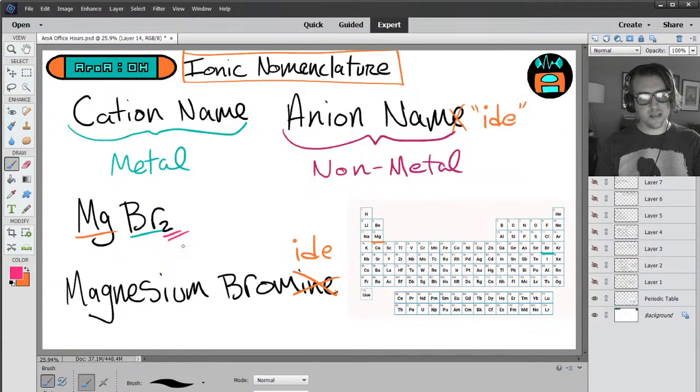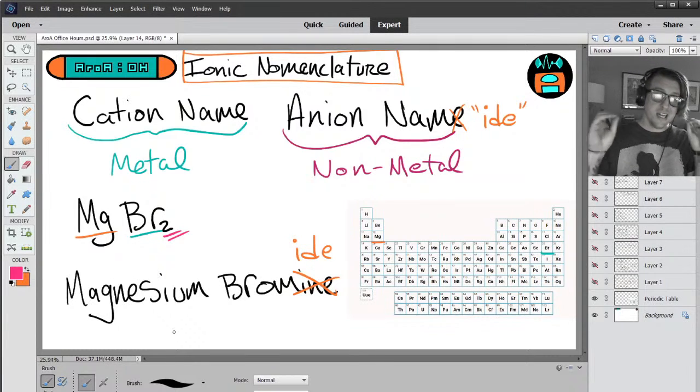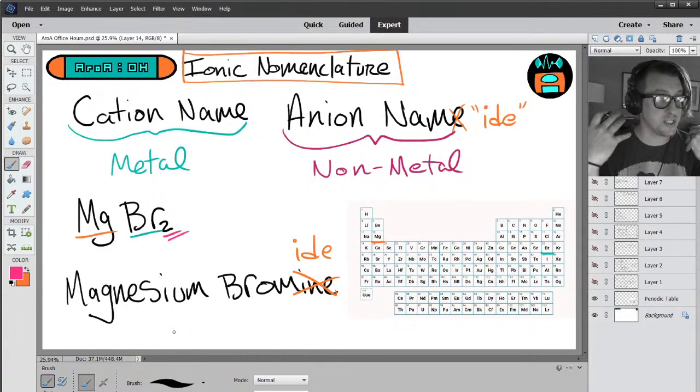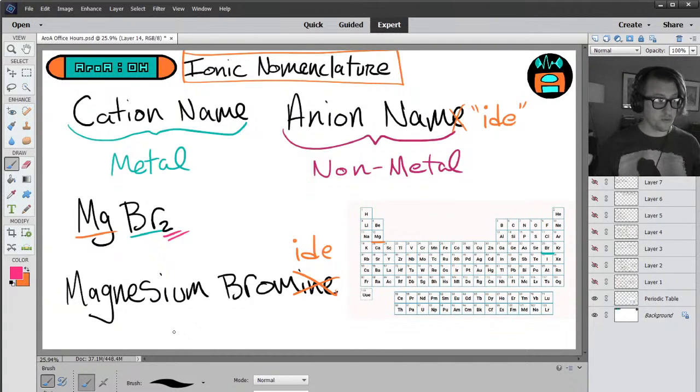You'll notice that for sodium chloride, there was just one sodium, one chloride. For magnesium bromide, there's one magnesium, two bromides. Doesn't change the name. Naming ionic compounds is the simplest type of naming because you don't have to worry about numbers. It's just metal, non-metal, cation, anion. You don't have to worry about how many there are. We'll talk about why in just a minute.